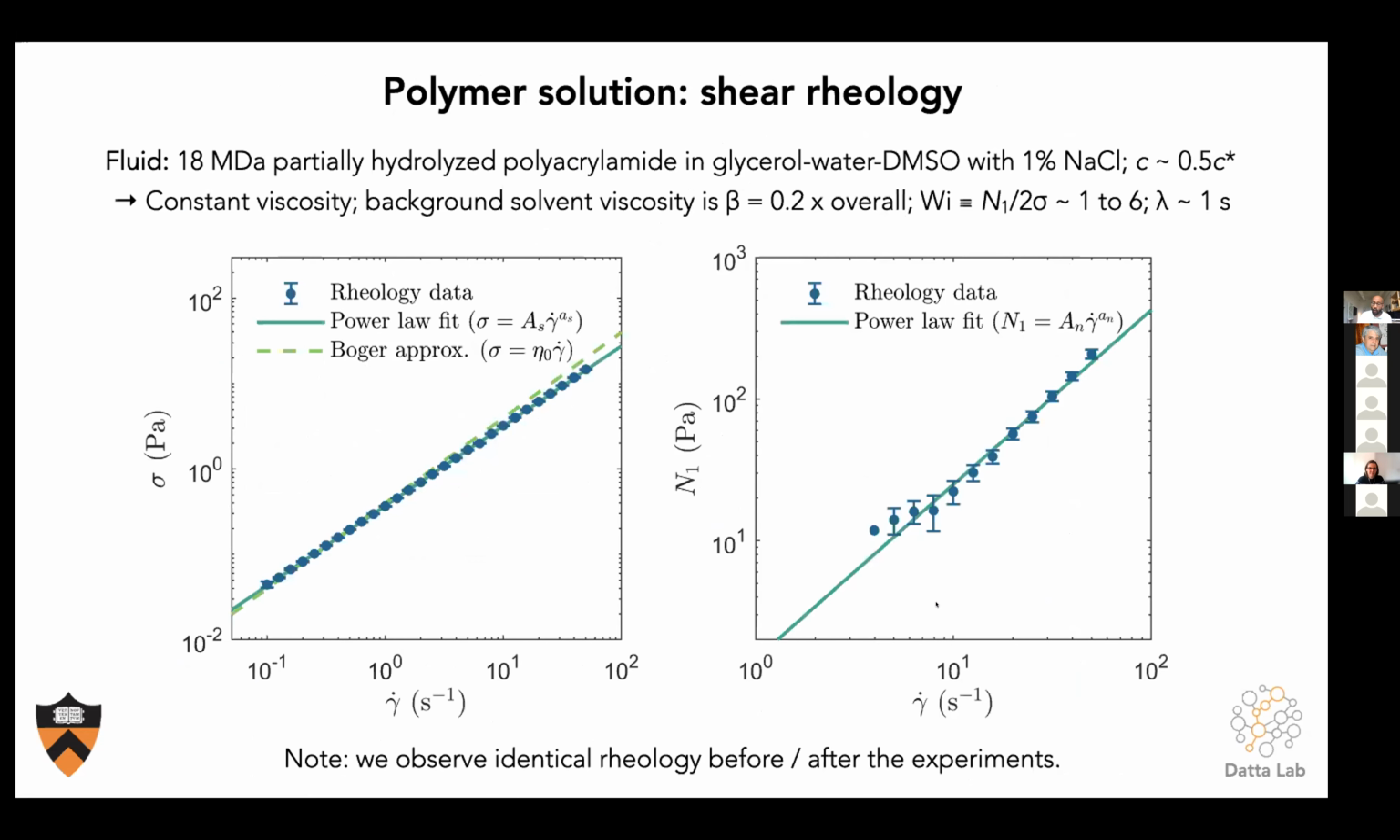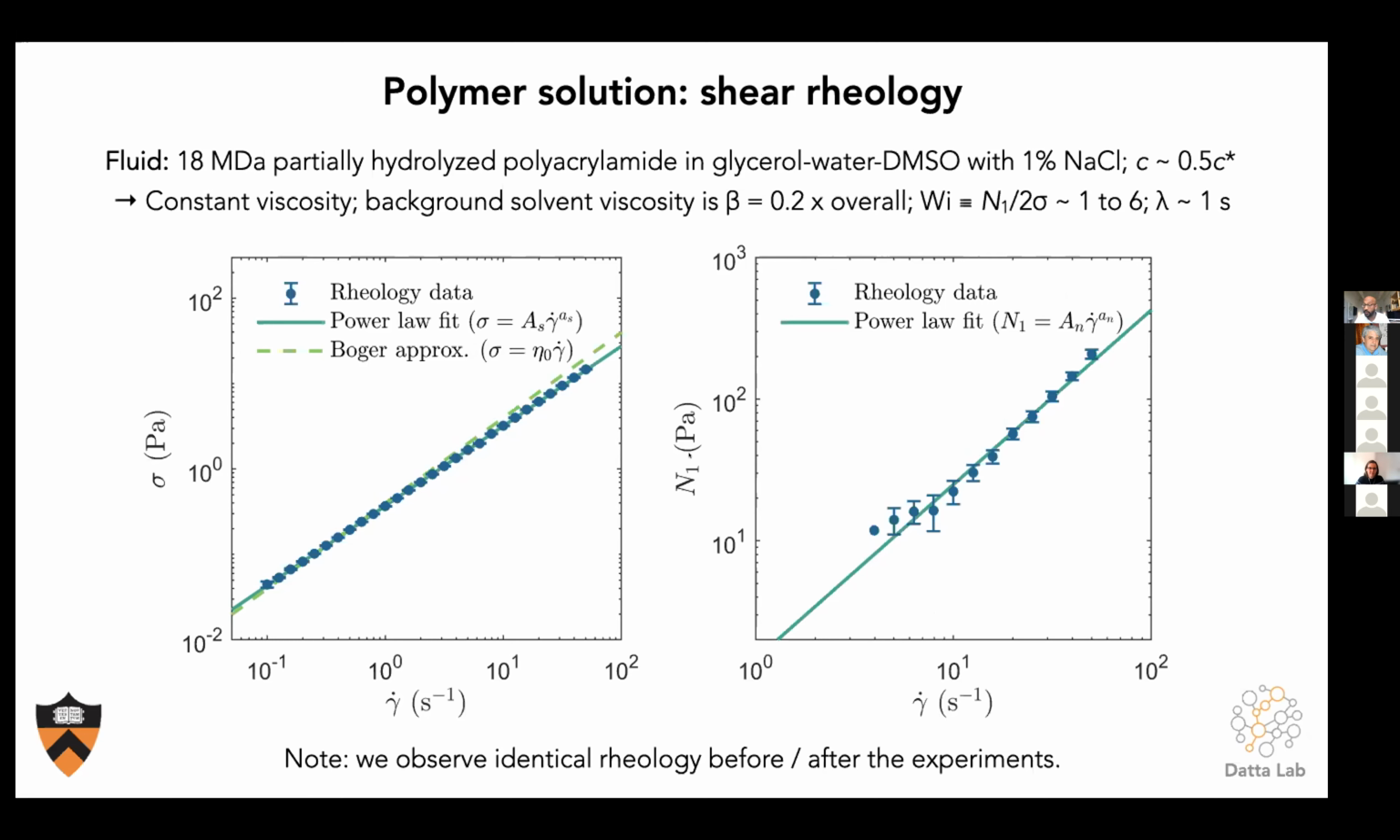And so what polymer solution do we use? We use the typical polymer solution that's used in many field applications. We use a high molecular weight, partially hydrolyzed polyacrylamide in a viscous background solvent, right? And so this is a highly elastic fluid. The shear viscosity, which is the shear stress divided by the shear rate, is nearly constant over all shear rates, right? So this is basically a constant viscosity fluid, but it's highly elastic.